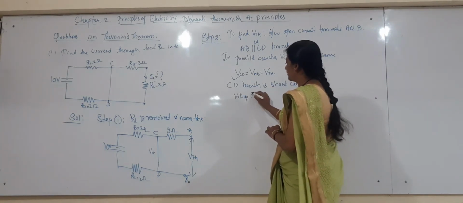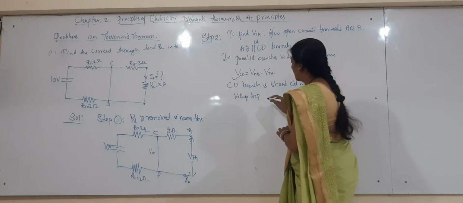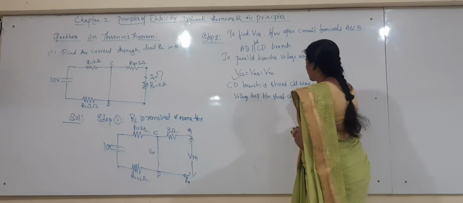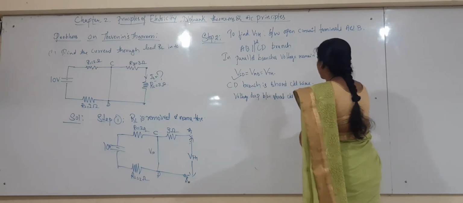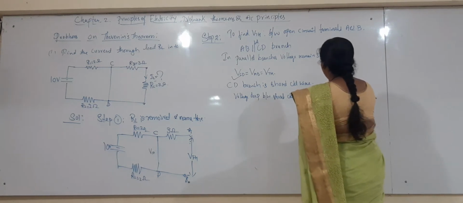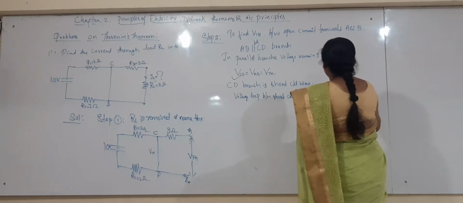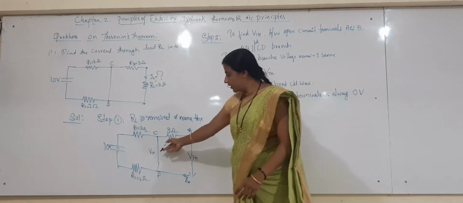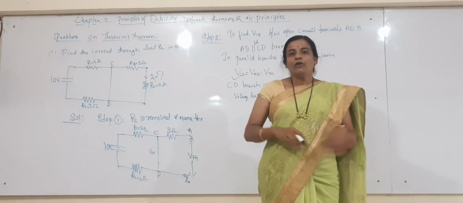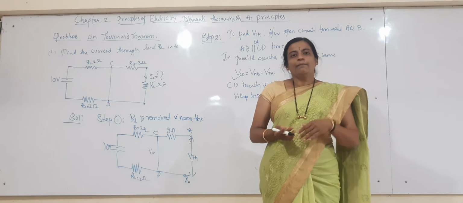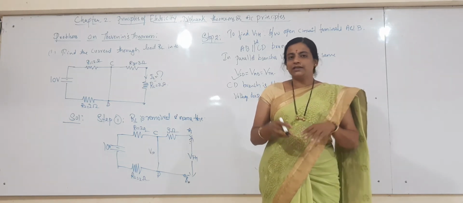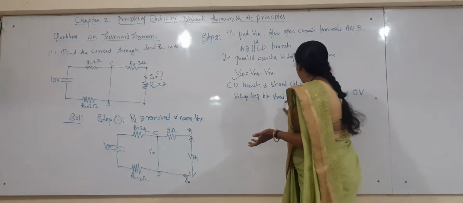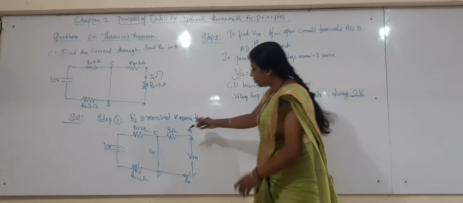The voltage drop between short circuited terminals is always 0 volt, because in a short circuit the resistance is zero. Whenever the resistance is zero, a maximum current flows. When there is a maximum current, there is no voltage drop. Resistance is not there, which indicates that there is a zero voltage drop. Therefore there is a zero voltage drop in this short circuit.